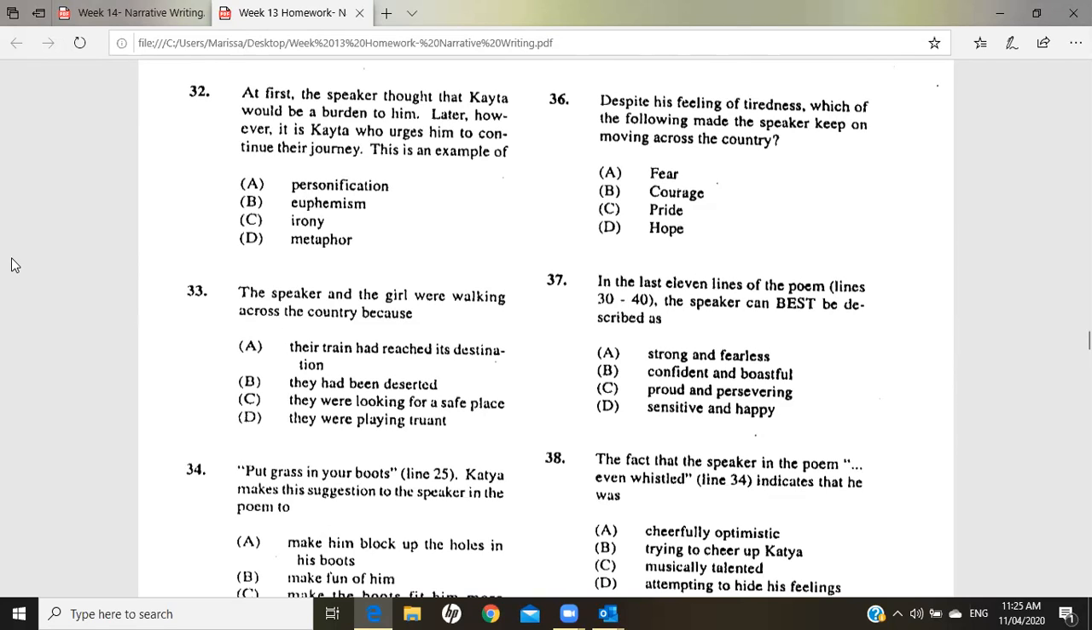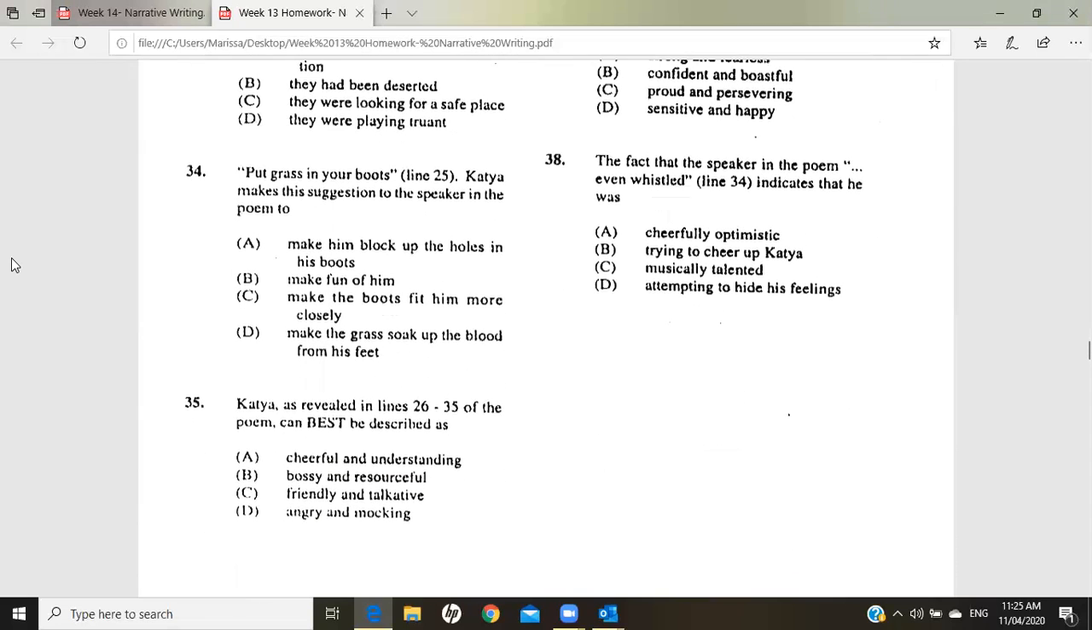Number 33 says, the speaker and the girl were walking across the country because of what, Jada? They were looking for a safe place. Good. Put grass in your boots. Kata makes this suggestion to the speaker in the poem to do what? Why did Kata say to put grass in your boots, Rihanna? I put E. For number 34, the answer is A, to block up the holes in his boots. Because remember, he said his boots were tattered, which means old, and he said it was a second-hand boot. So it was to actually block up the holes in the boots.